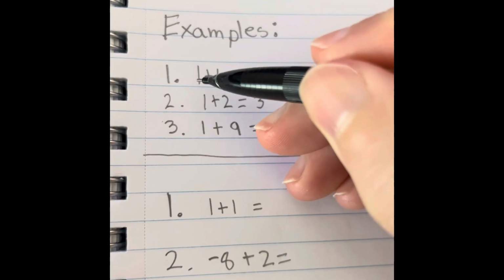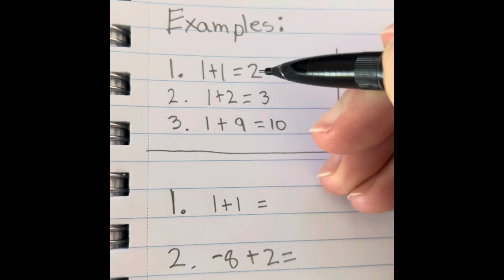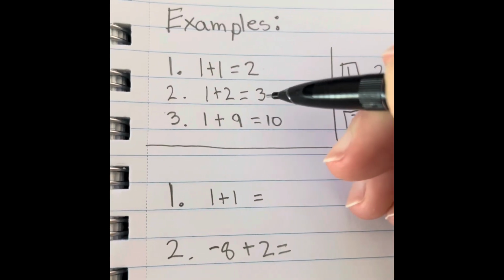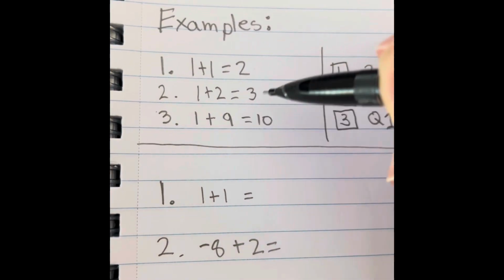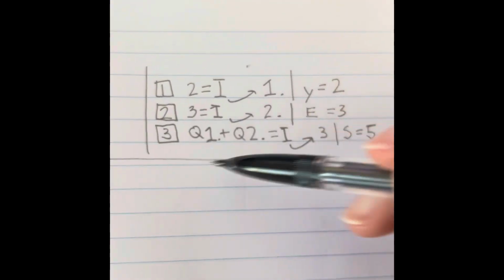So first you would have to solve 1 plus 1 equals 2. 1 plus 2 equals 3. 1 plus 9 equals 10. This would be the base homework. And then this would be the bonus question.